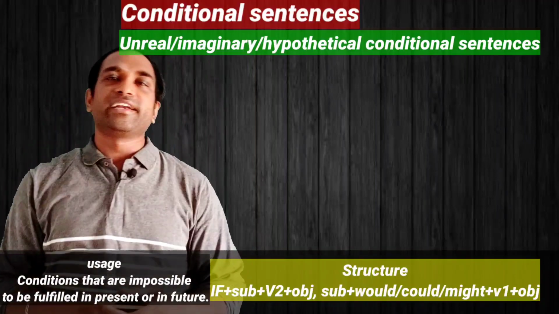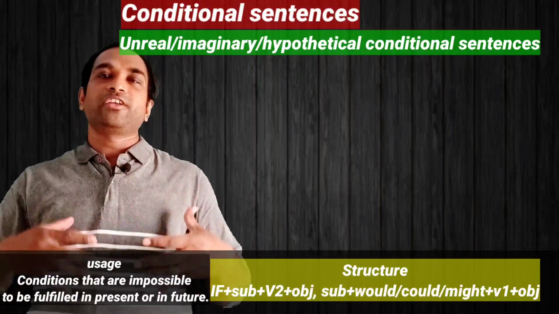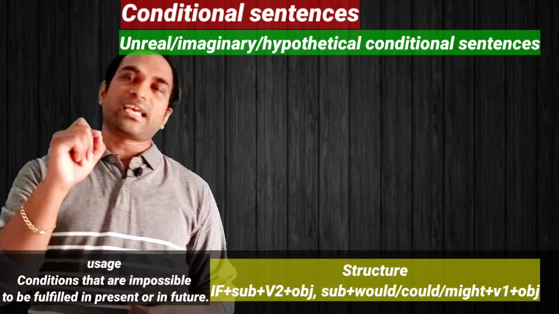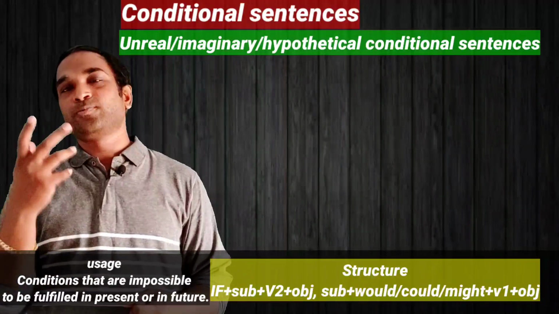So if you remember the sentence I gave you, there is no possibility of winning a lottery and becoming rich overnight. So this is an impossible condition, and hence we used the second type of condition or imaginary condition for this expression.